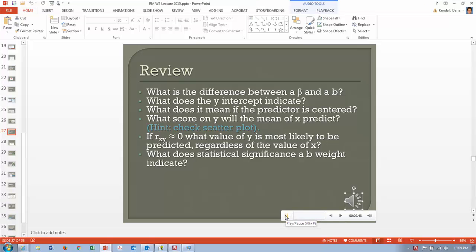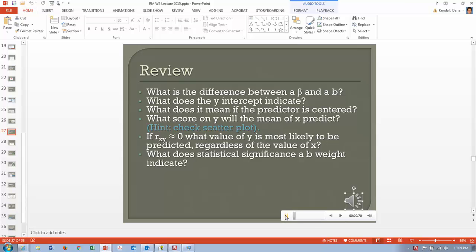Review time. Let's just do a couple of questions here that hit the highlights of some of the things that we've been discussing and hopefully clear up any points that are still unclear. So the first question, what is the difference between the beta and the B weight?